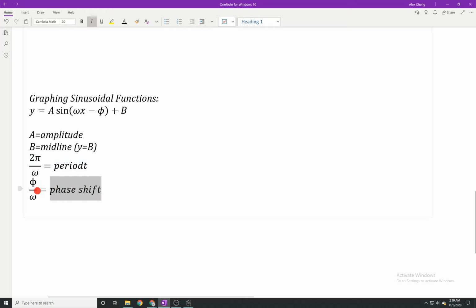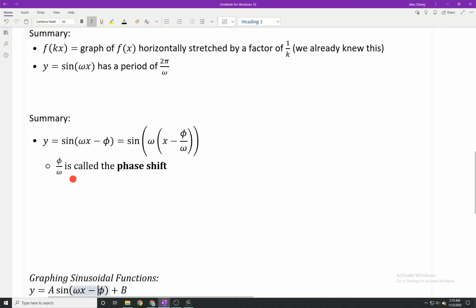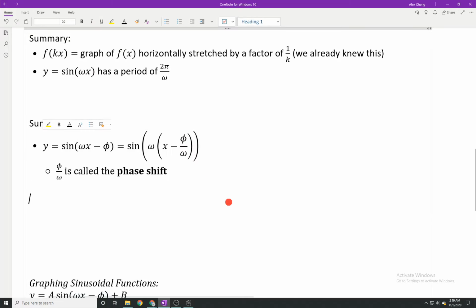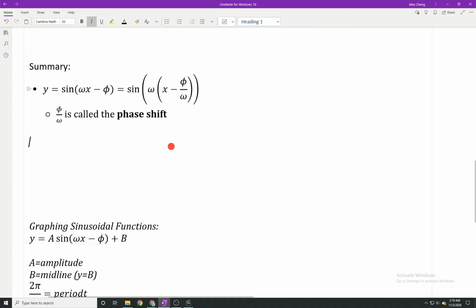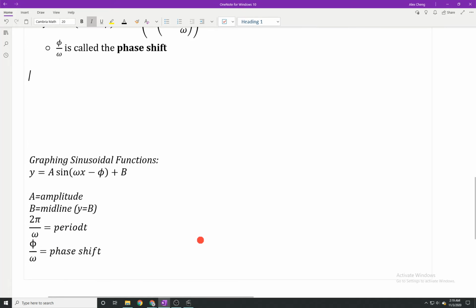And then also our phase shift: if we factor out an omega, then we will end up with something like this, where we can see that phi over omega is how far we're actually shifting that graph. And so that is, again, the phase shift.